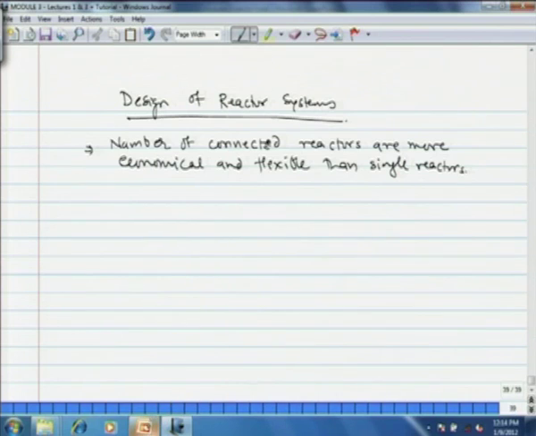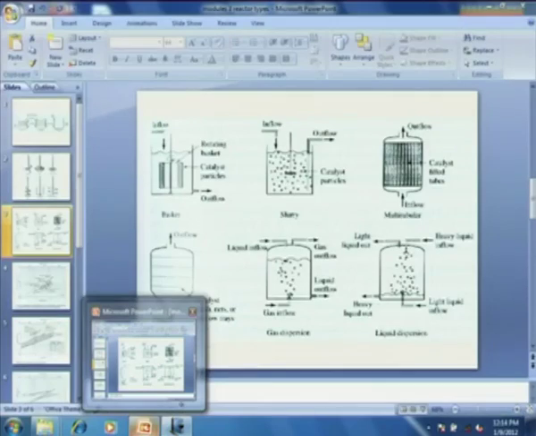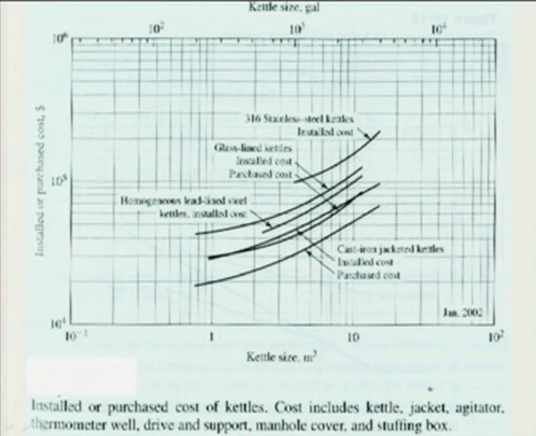Then comes the topic of costing of the reactor. Design and cost of reactor vessel are handled in a similar manner as for the pressure vessels. Now there are several cost correlations that are available. What we see on the screen now is the installed or purchase cost of kettles. Cost includes the kettle, jacket, agitator, thermometer well, drive and support, manhole cover and a stuffing box.